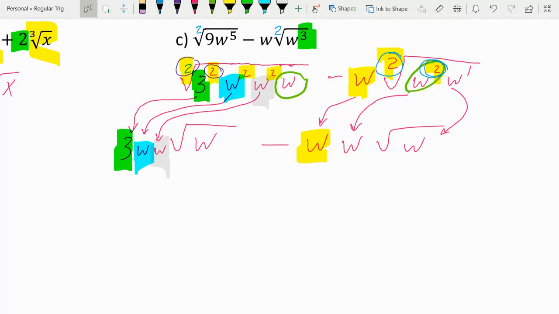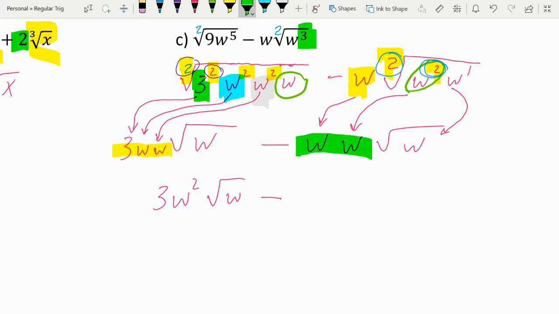Okay. Now let me see if I can erase without erasing everything. So let's look at this now. 3w times w. Well, all that gives me is 3w squared times the square root of w, minus. Now let's look over here. W times w. W squared times the square root of w.